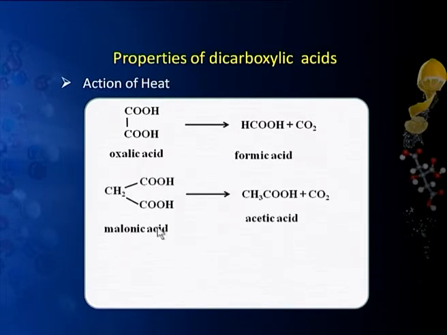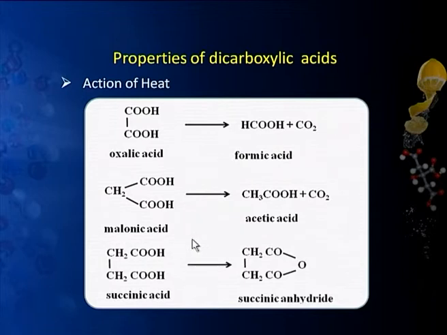Malonic acid undergoes decarboxylation very easily to give acetic acid and carbon dioxide. So, if the intervening carbons between two carboxyl groups are 0 or 1, we get decarboxylation. When the intervening carbons are 2, like in succinic acid, they form anhydrides. They lose a water molecule between the two hydroxyl groups of the carboxyl groups, such as succinic acid, which on heating gives succinic anhydride.